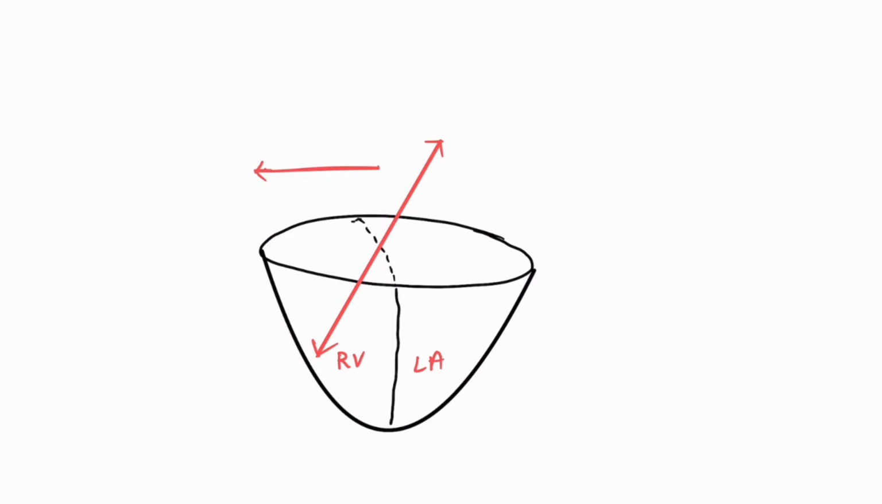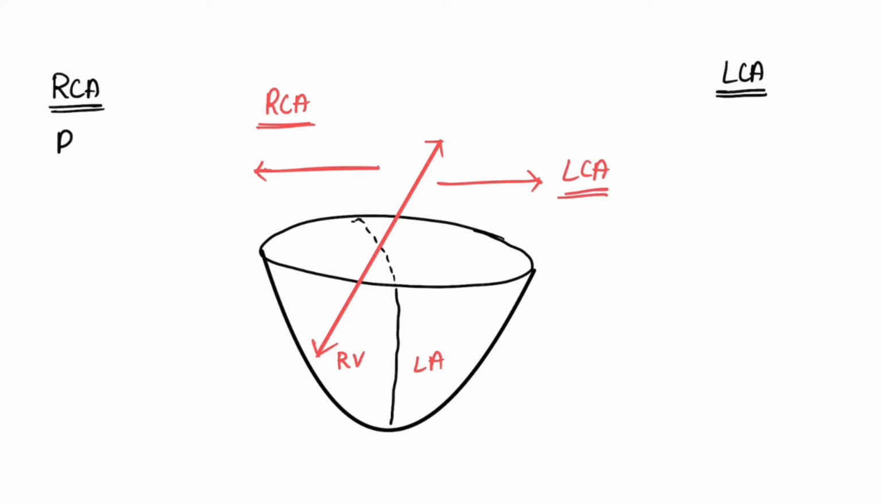Right side to this line, all the structures are supplied by the right coronary artery. And left side to this line, all the structures are supplied by left coronary artery. Now let us see what are the structures supplied by the right coronary artery and what are the structures supplied by the left coronary artery. The right atrium, as we see in the diagram, it also supplies the right ventricle here. Here it also supplies some part of the left ventricle.